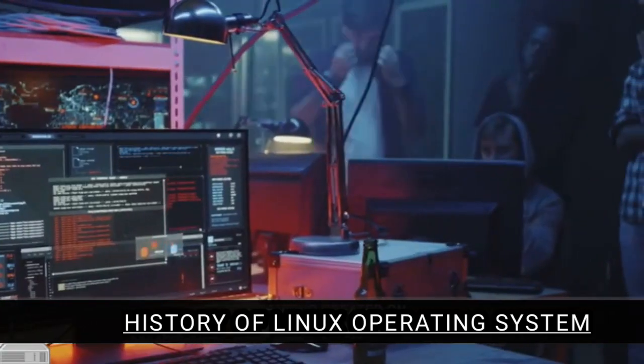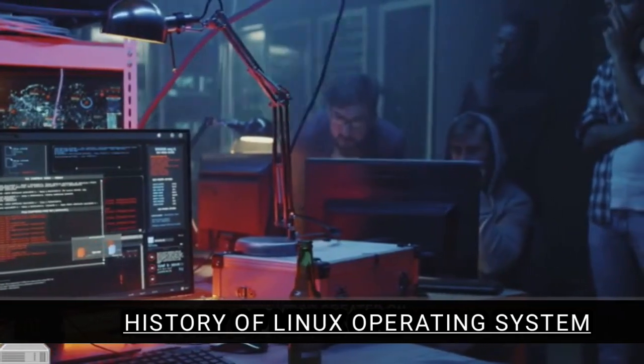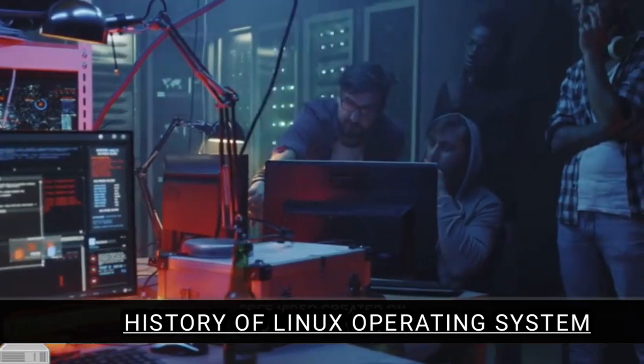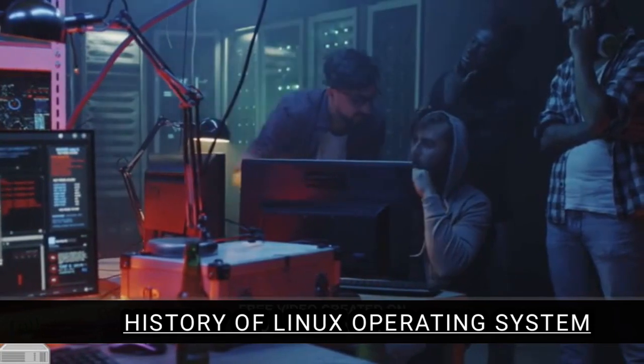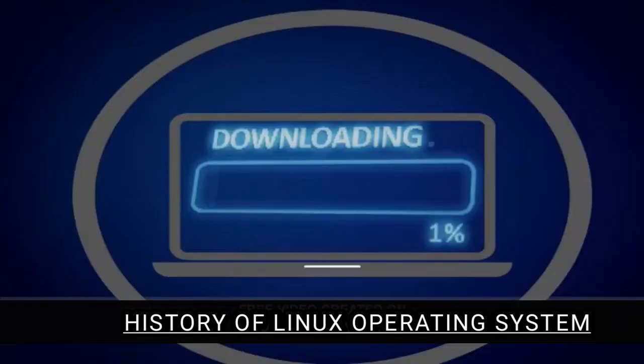Various types of Linux operating system. Linux is a versatile operating system that can be customized and configured to suit a wide range of needs. There are many different types of Linux operating systems, each with its own features and benefits. Here are some of the most popular Linux distributions.